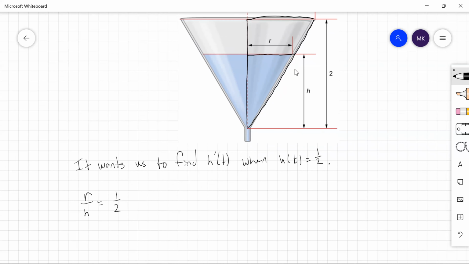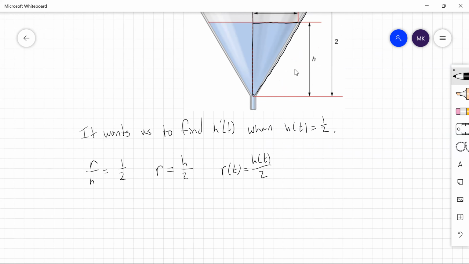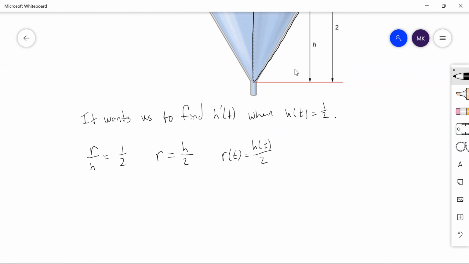So what I can use that to give me is that the radius is H/2, which means that the radius at time t is h of t over 2. Now, you may not see why I need to solve for r yet because we haven't created our initial formula, but let's do that right now.